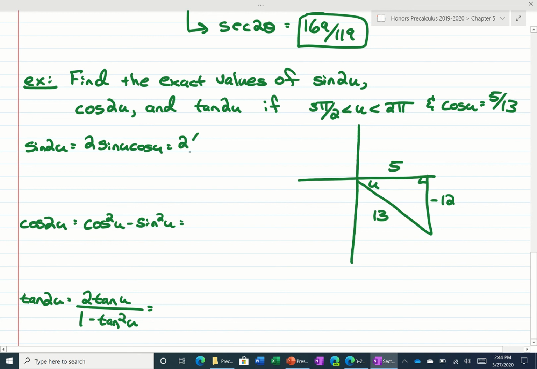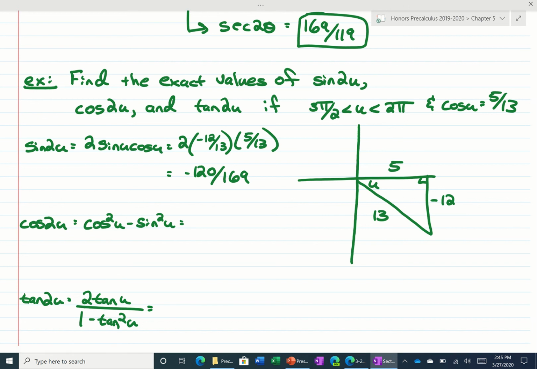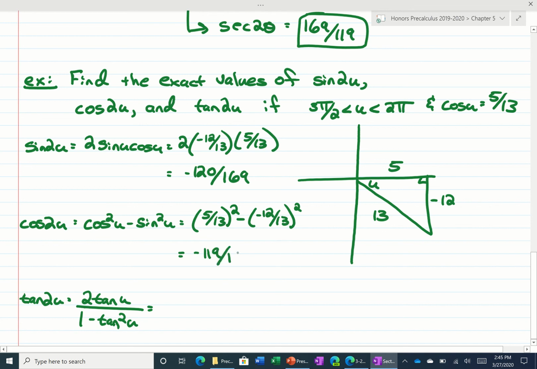First one would be 2 times the sine of u, negative 12 over 13, times the cosine, 5 over 13. And if you type that into your calculator, you get negative 120 over 169. For the cosine of 2u, I'm just going to use this formula, cosine squared minus sine squared. Cosine would be 5 over 13 and the sine would be negative 12 over 13. If you type that into your calculator, you'd get negative 119 over 169.